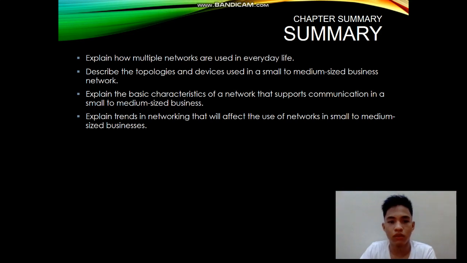In this chapter, we are able to explain how multiple networks are used in everyday life, describe the topologies and devices used in a small to medium-sized business network, explain the basic characteristics of a network that supports communication in small to medium-sized businesses, and lastly explain trends in networking that will affect the use of networks in small to medium-sized businesses.